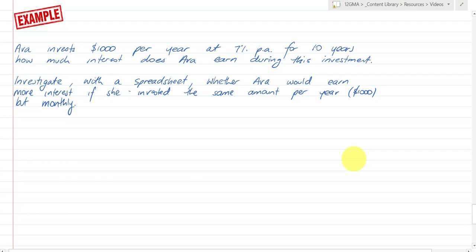Ava invests $1,000 per year at 7% per annum for 10 years. How much interest does Ava earn during this investment? Investigate with the spreadsheet whether Ava would earn more interest if she invested the same amount per year but monthly.